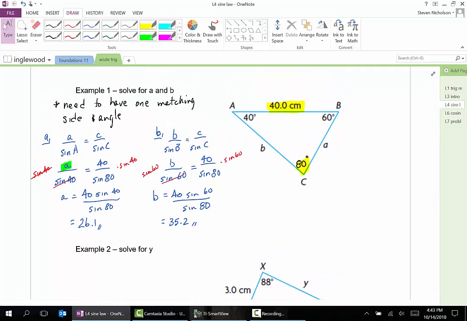And again, I want you to look at the triangle, and I want you to ask yourself, do those answers make sense? And remember back to what we did at the very start. Sides opposite bigger angles are bigger than sides opposite smaller angles. The biggest angle is C, and the biggest side is 40. The smallest angle is 40, and the smallest side is 26.1. So I think my answers make sense.